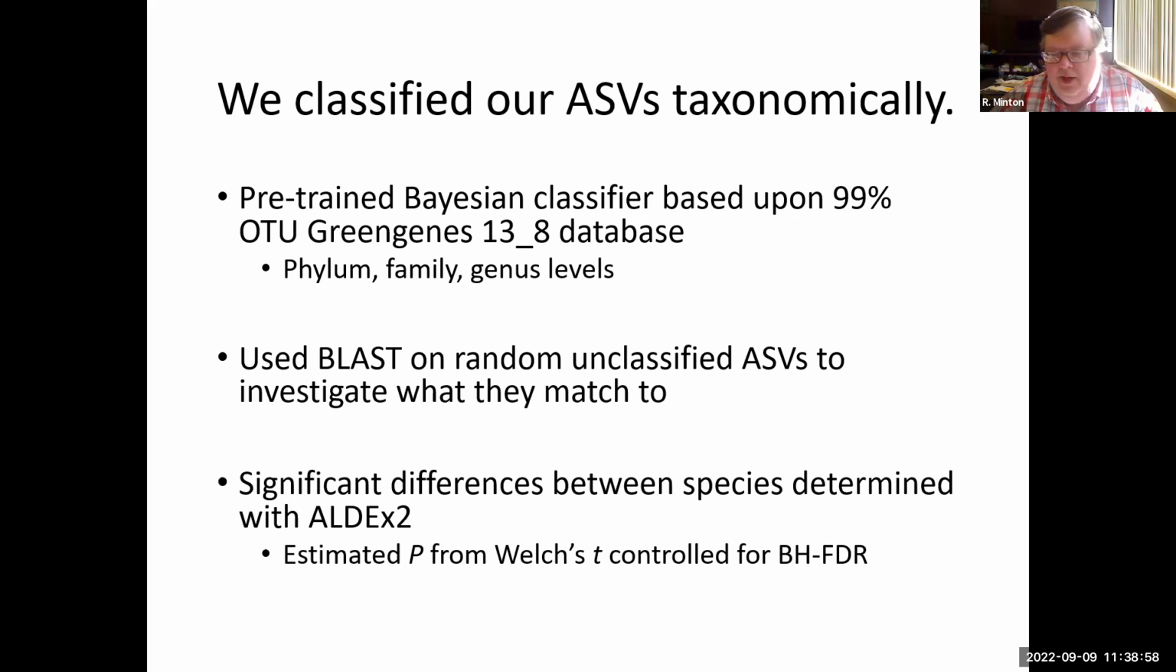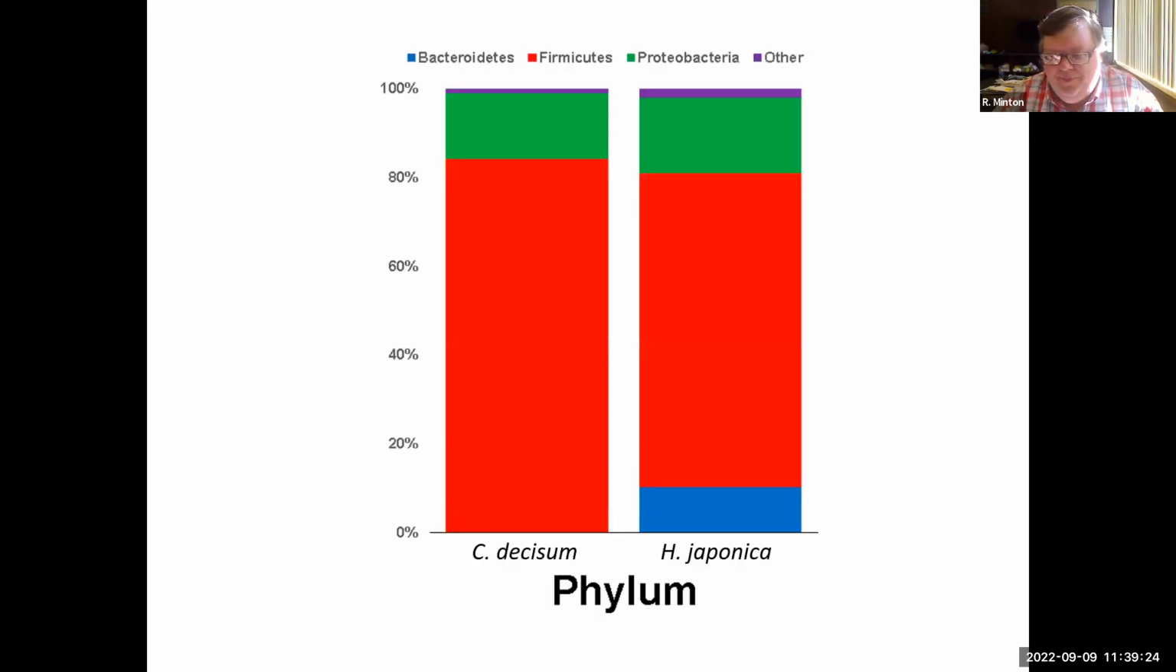And then significant differences here. Again, it's a combination of both effect size and p-value. So looking at those differences with a program called ALDEx, and for the stat people out there, this is an estimated P from a Welch's t-test controlled for Benjamini-Hochberg false discovery rates. But the pretty pictures tell the story more easily.